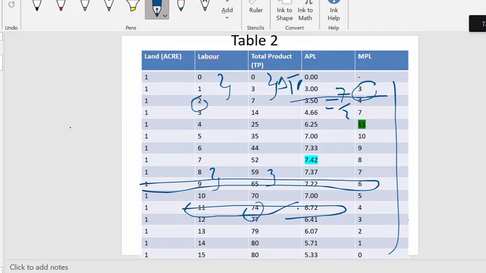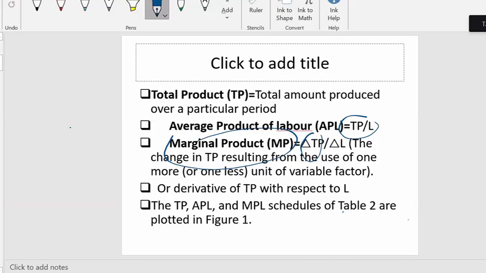So that means 7 divided by 1, 6 divided by 1, you get what? And so on. Yeah, that's how you can get the marginal. By definition, marginal product is the change in the total product resulting from the use of just 1 more unit of the variable factor. We just consider the variable factor, which is labor. Land is not the variable factor. Land is a fixed factor.